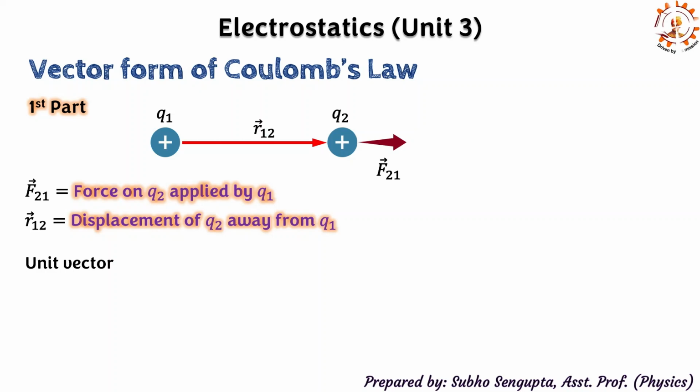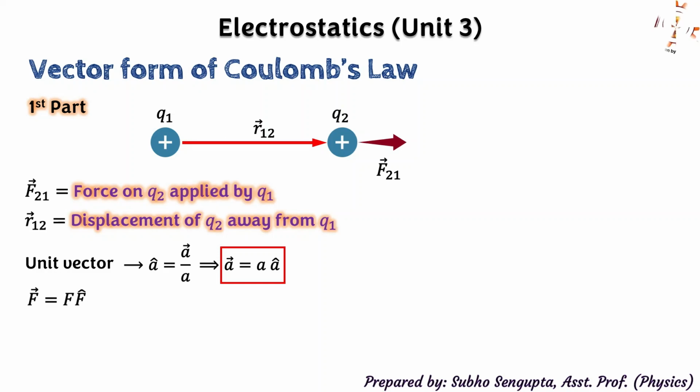A unit vector, say A hat or A cap, can be expressed as A hat is equal to vector A upon its magnitude, that is, A, where A hat is the unit vector in the direction of vector A. So, vector A is equal to its magnitude A times A hat. So, any vector can be expressed as a product of its magnitude and a unit vector in its direction. Using this analogy, I write force vector F is equal to the product of its magnitude and unit vector F hat in the direction of the force vector.